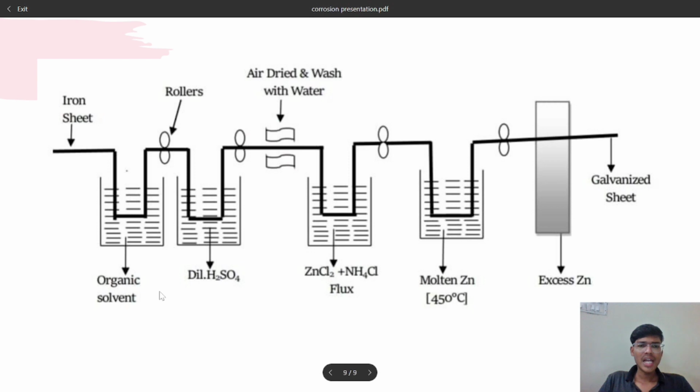Here the process of galvanization is represented in diagrammatic form.